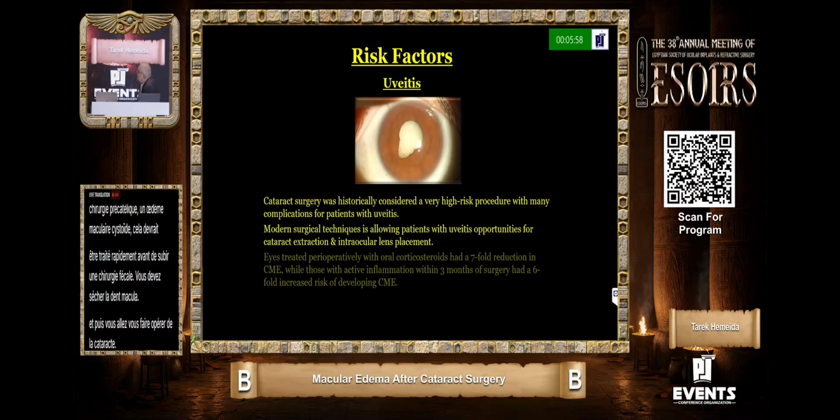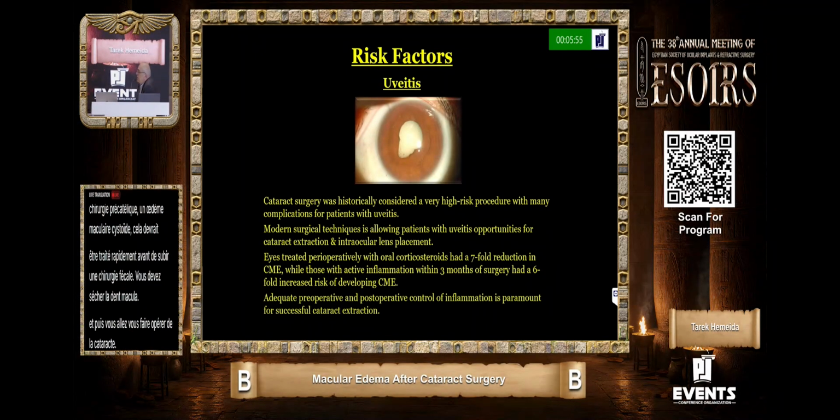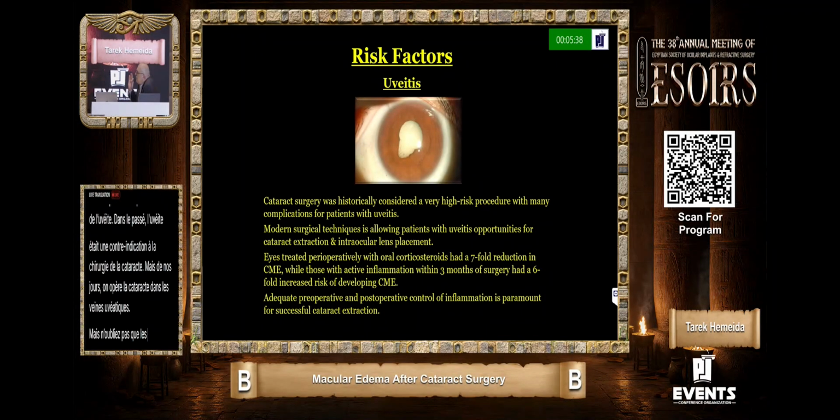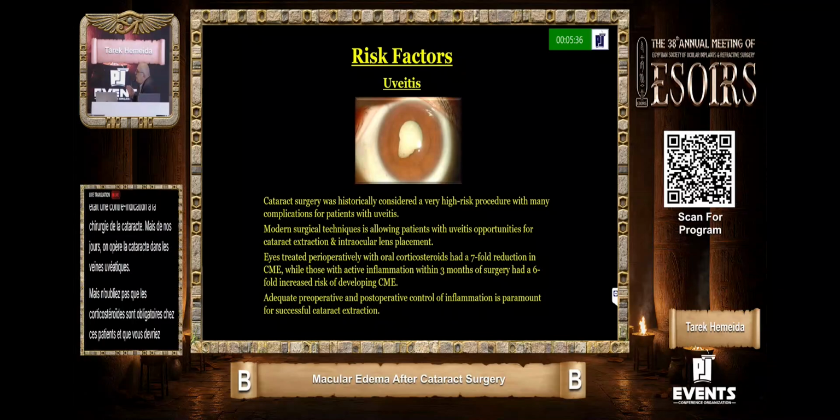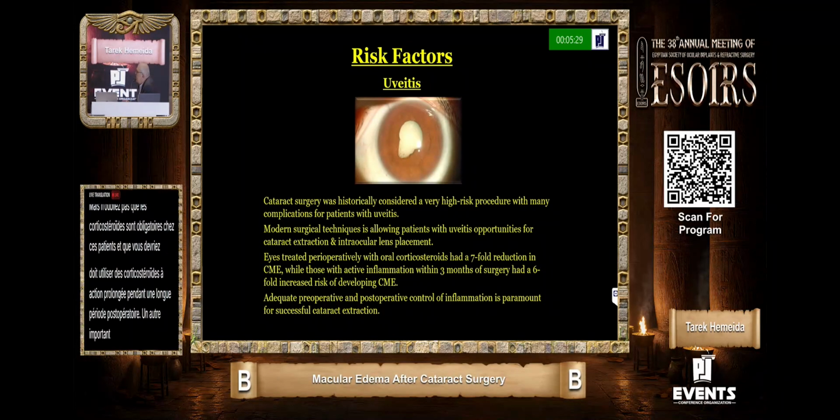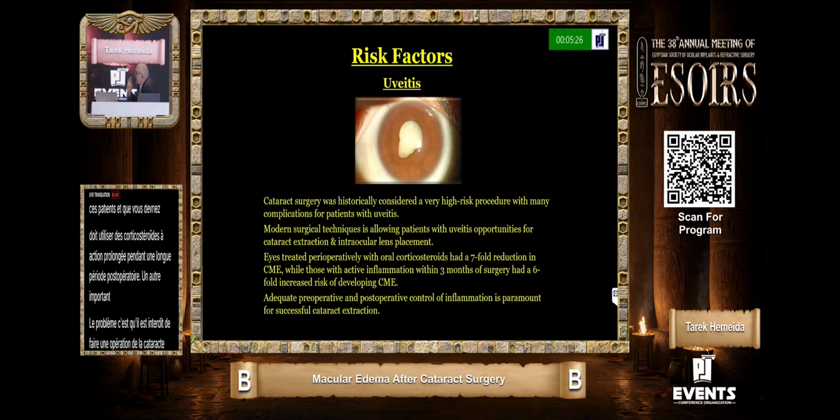Another important issue is uveitis. In the past, uveitis was a contraindication to cataract surgery. But nowadays, we do cataract surgery in uveitic patients. But take into consideration that corticosteroid is mandatory in such patients, and you should use prolonged acting corticosteroids for a long time post-operatively. Another important point is that it is forbidden to do cataract surgery unless the patient is in remission for at least 3 months prior to cataract surgery.